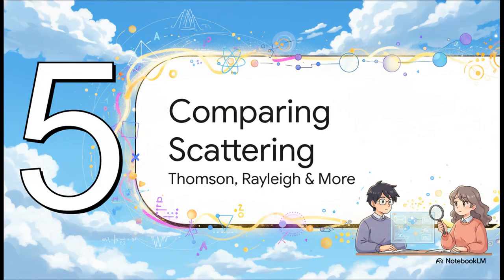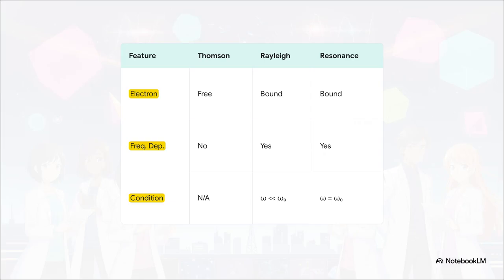Section 5. Comparing scattering types. Honestly, fantastic job getting through that heavy math. Let's cool down a bit by tackling the final 2 marks in question 4C. This one just asks us to distinguish between Thomson, Rayleigh, and resonance scattering. Think of this matrix as your ultimate cheat sheet. Let's break it down really quick.